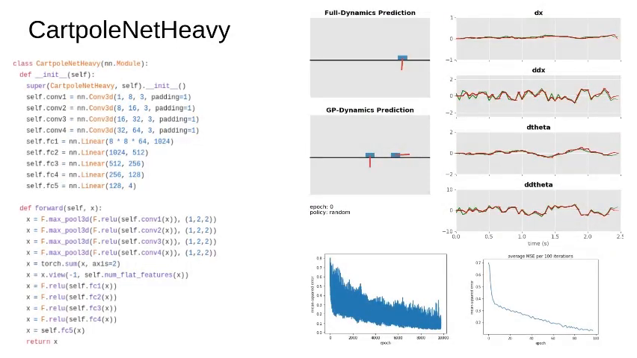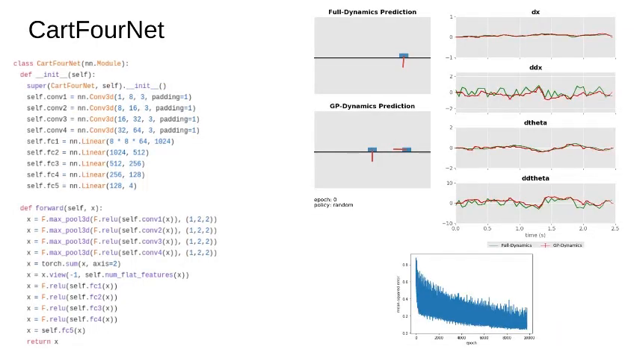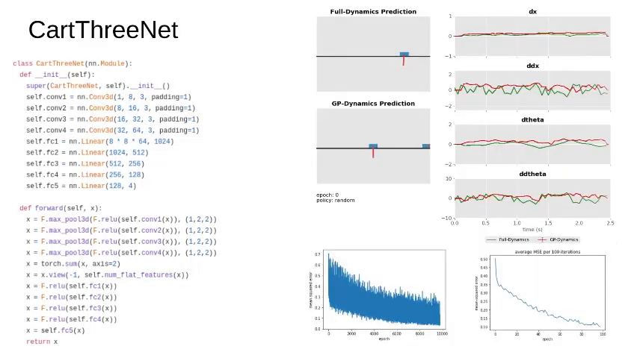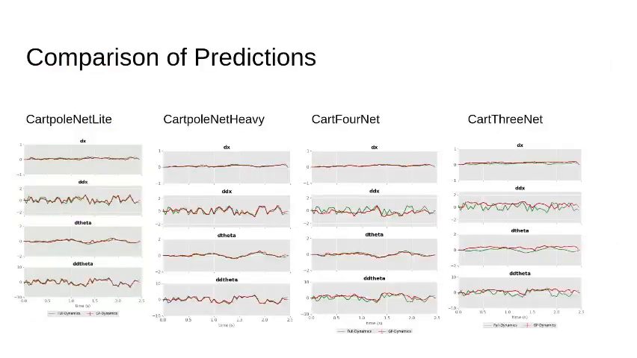Then we trained a heavier version of that neural network, which had more convolutional as well as fully connected layers, which also had a similar decreasing error trend. And then we also trained a neural network with 4 images as an input instead of 5, and then 3 images as input instead of 5. As we can see from the comparison of their predictions, as expected, the neural networks which are heavier tend to perform better, and the neural networks that take in more images tend to perform better than the ones that take fewer images.